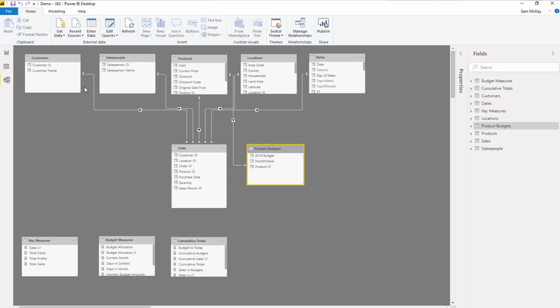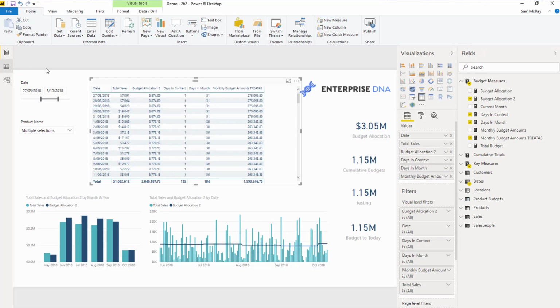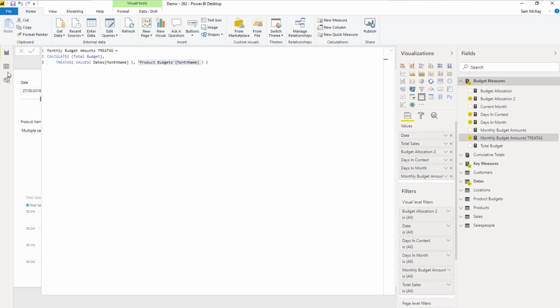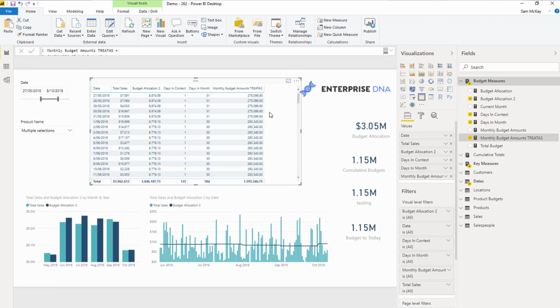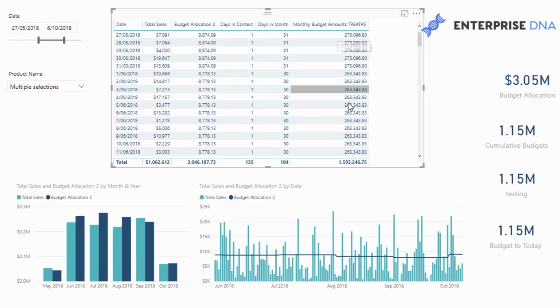Well, if we create a virtual relationship, now we can compare information from here and information from here by dates. Okay, so definitely check out further material on TREATAS if you want to get some clarification on that. But basically, I'm creating a virtual relationship. That's the way to think. That's the simplest way I can describe it. And then I now have the monthly amounts.